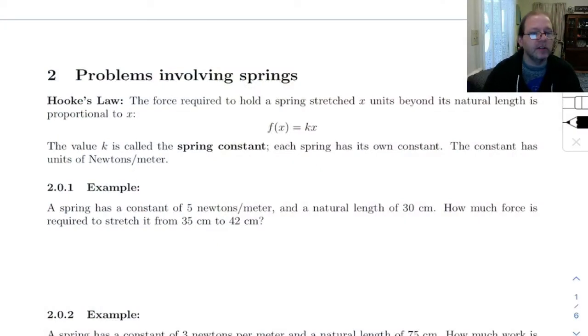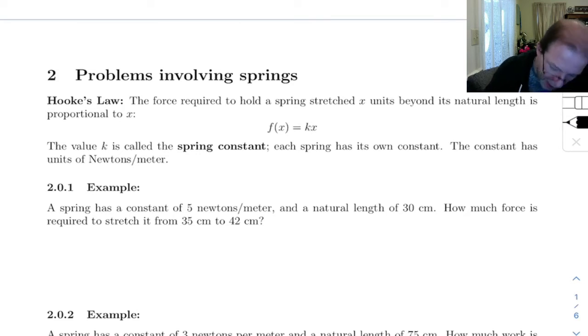So let's look at this first example. A spring has a constant of 5 newtons per meter and a natural length of 30 centimeters. How much force is required to stretch it from 35 centimeters to 42 centimeters?